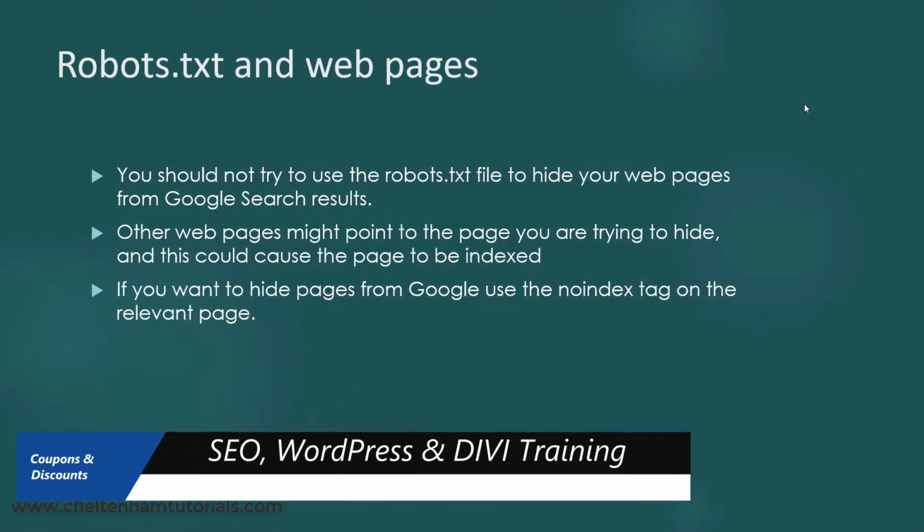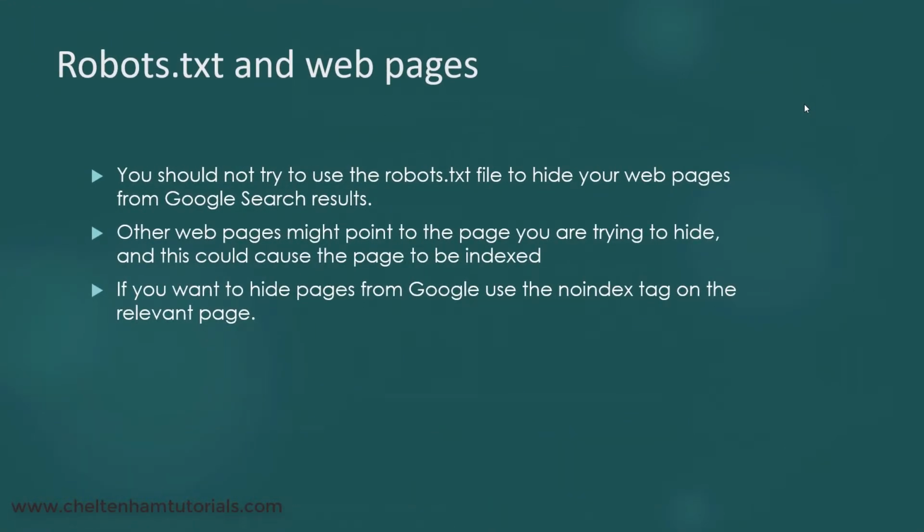Now, most people, if they've got some technical knowledge, would use the robots text file to try and hide a page or a particular set of pages from the Google search results. The thing is, if other web pages are pointing to that page, then that page can be indexed via that link from somewhere else. So it's not a foolproof way of doing things.